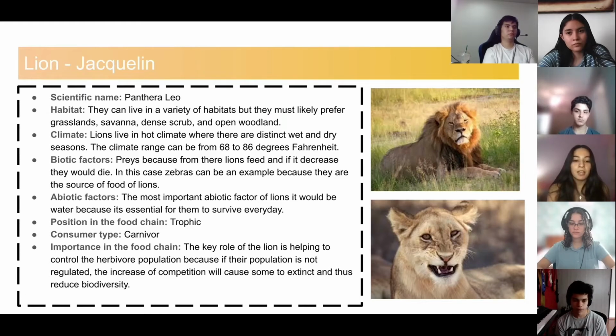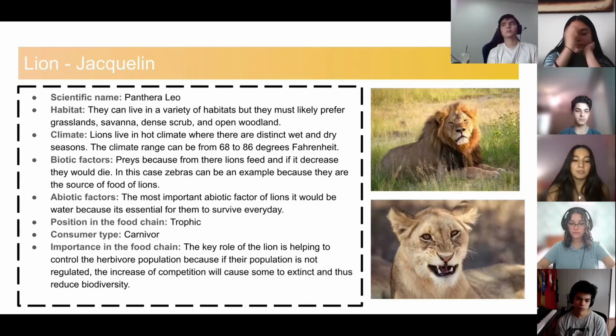Position in the food chain is trophic, and the consumer type is carnivore. Importance in the food chain: the key role of the lion is helping to control the herbivore population, because if their population is not regulated, the increase of competition will cause some to go extinct and thus reduce biodiversity.